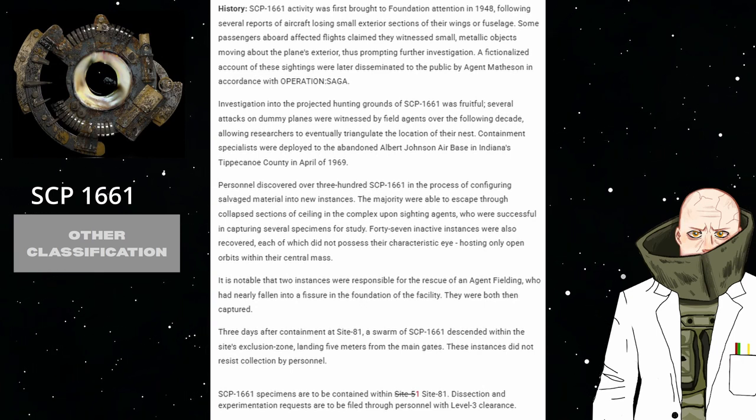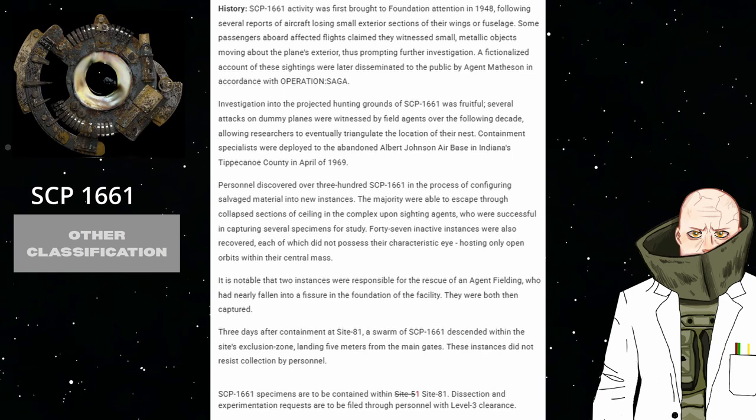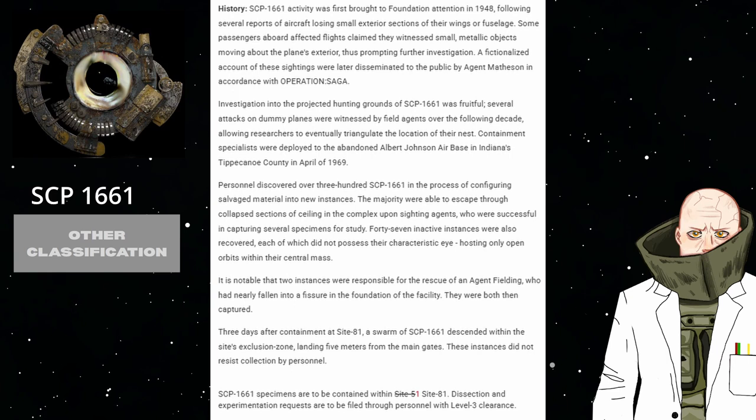The majority were able to escape through collapsed sections of ceiling in the complex upon sighting agents, who were successful in capturing several specimens for study.